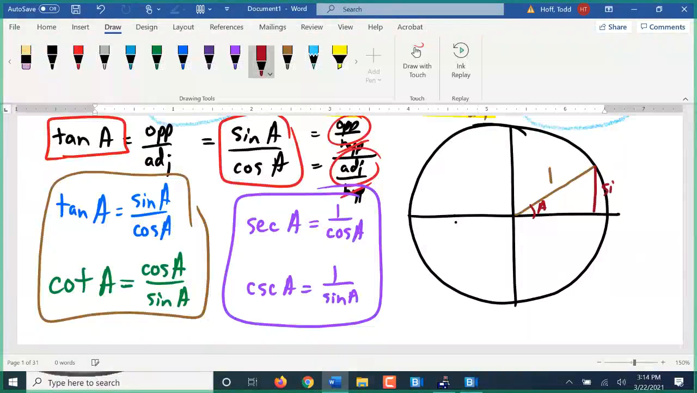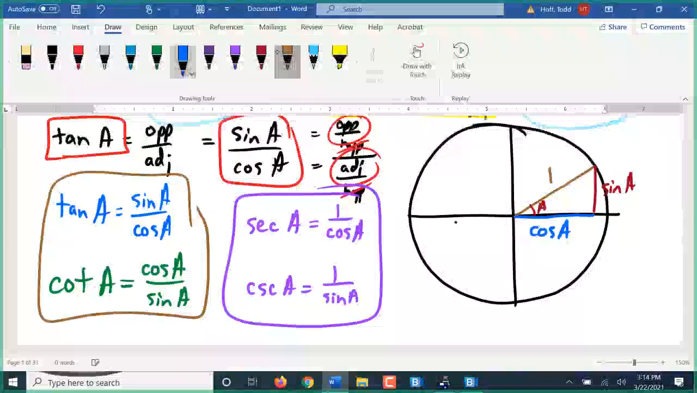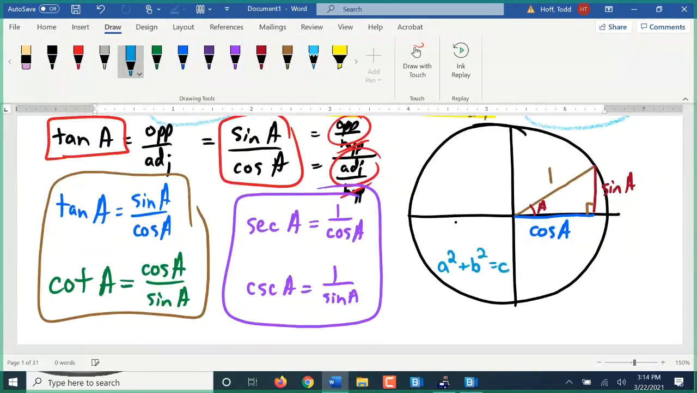This length is the sine of A. This length here, cosine of A. And of course, this is a right angle there, because the sine is always measured perpendicular to that horizontal diameter, that reference diameter. Well, in a right triangle, we have a relationship between the length of the sides and the length of the hypotenuse. Right?